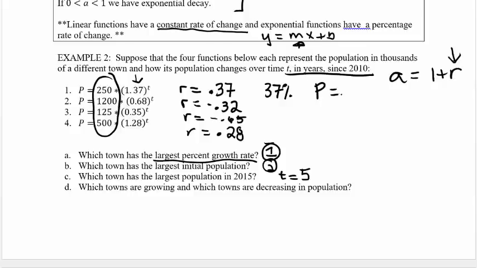So our population for town 1, when we plug in a 5, is 1206.54. I'm rounding to 2 decimals here, mostly because I think that will be enough for our comparison to figure out which one's biggest. For town 2, when we plug in a 5, we have 1200 times 0.68 to the 5th.